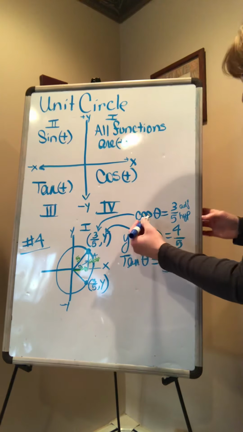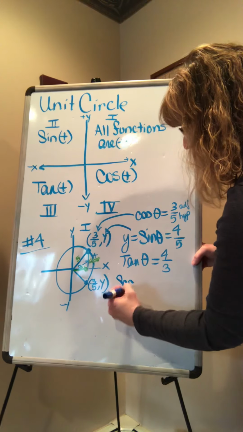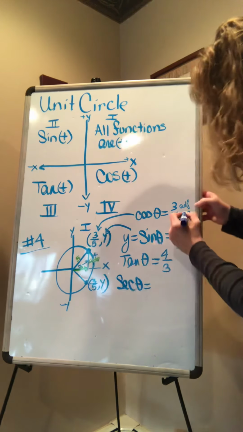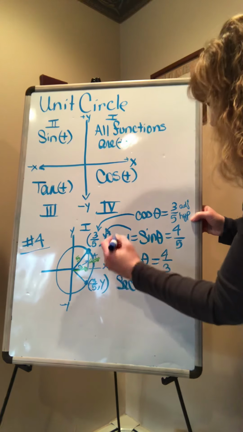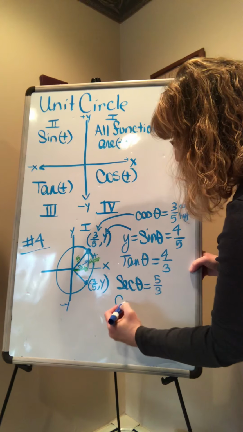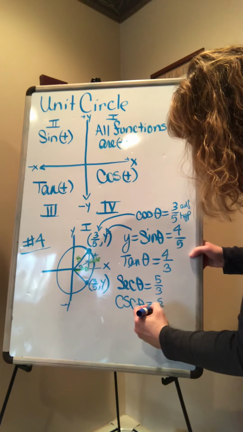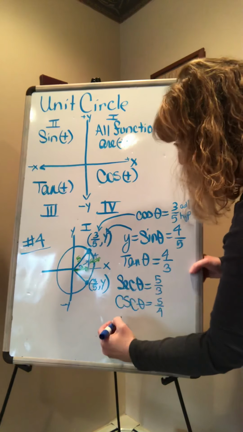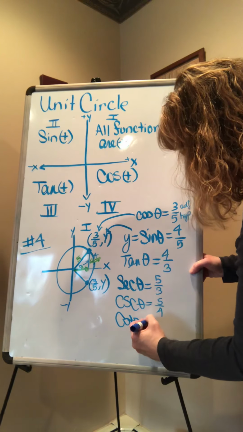So now, if I have cosine and I flip cosine to secant, the reciprocal now would be 5/3. So cosine flips to secant. Sine flips to cosecant, and that becomes 5/4. And tangent flips to cotangent, and that would be 3/4.